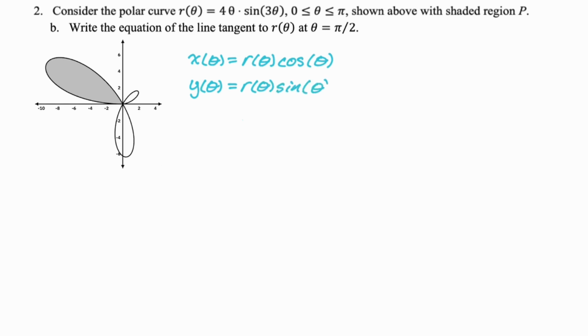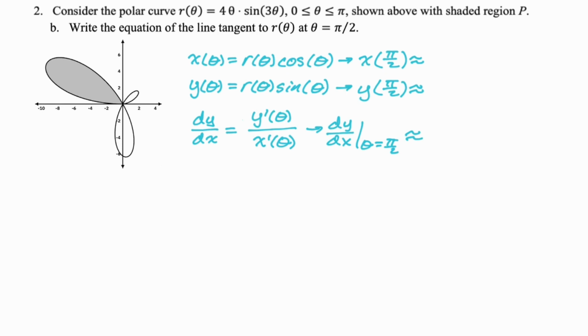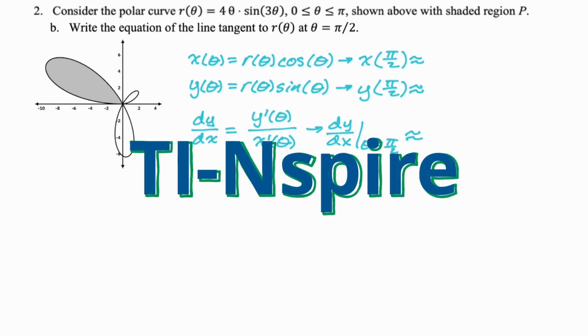We're going to need to know x of pi over 2 and y of pi over 2. We also need dy dx. So dy dx is going to be y prime of theta divided by x prime of theta. I'm going to end up using the calculator to get all of these in one shot. So what I'll do is I'm just going to end up filling these in at pi over 2. Let's switch to the calculator, see what values we get, see how I did that, and then I'll be back and I will write in some things.